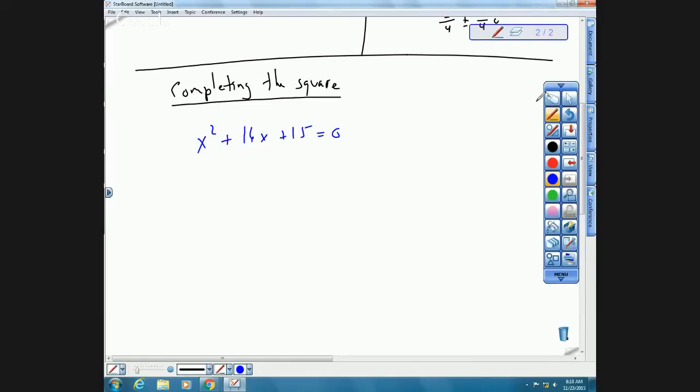If I had this problem right here, the first thing you always want to try to do is factor it. So you go through the factoring steps. Is there anything that multiplies to be 15 and adds up to be 16? 15 and 1.